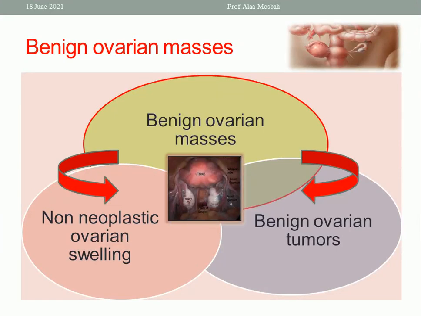Okay, let us start with the classification of benign ovarian mass. It can be classified into two main groups, as you see here: non-neoplastic ones and neoplastic ones but benign. As you see in the picture, this is the uterus, these are the fallopian tubes, and these are the ovaries. We are talking today about the ovarian mass on the right or the left, whether it is non-neoplastic or neoplastic but benign.